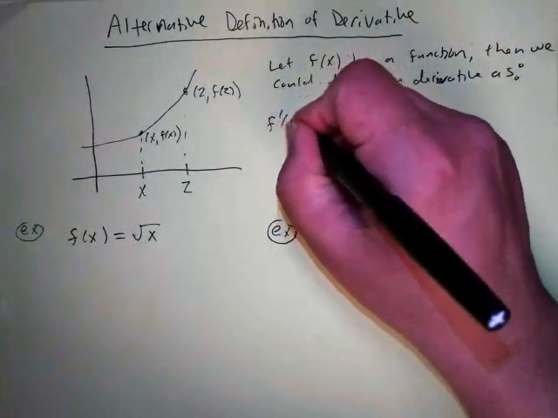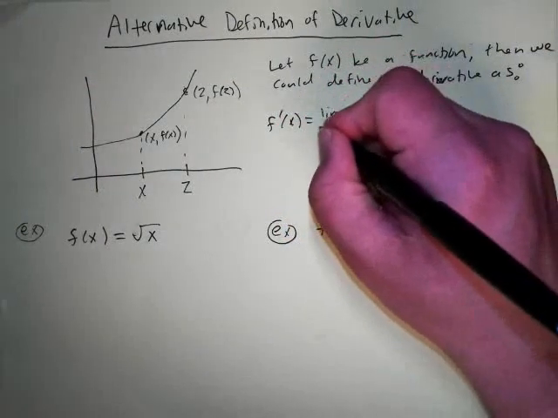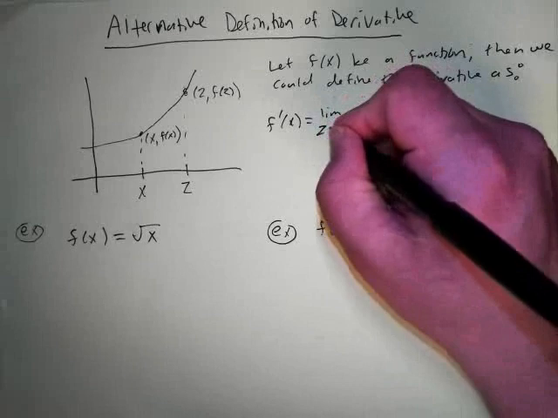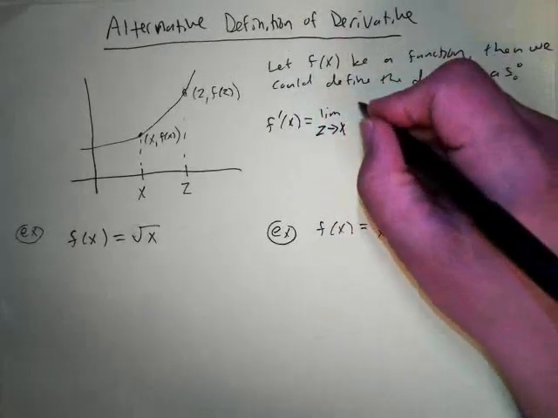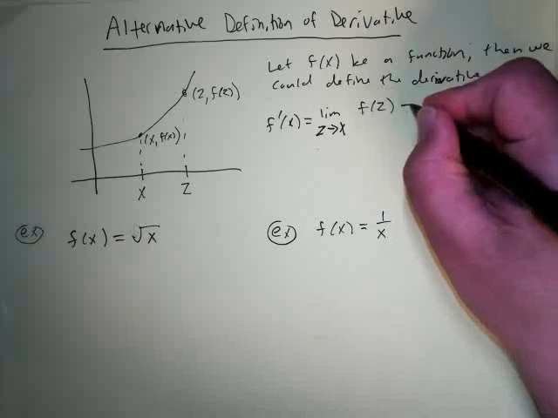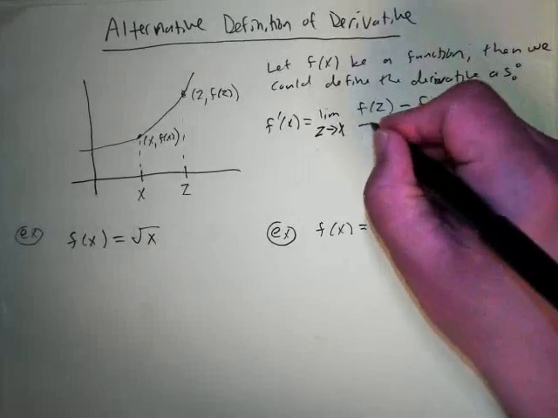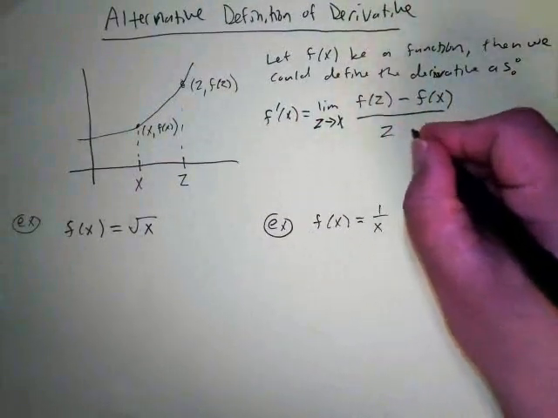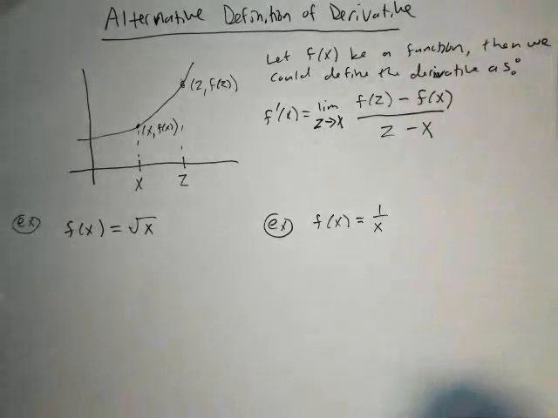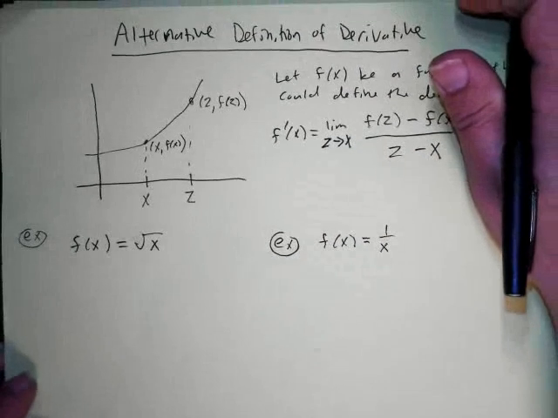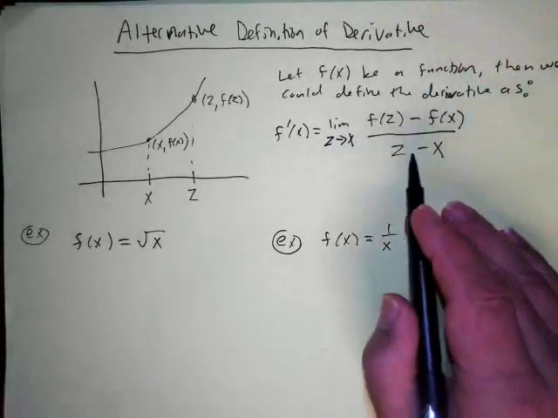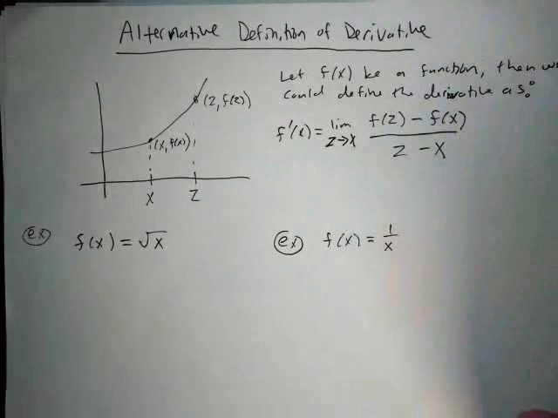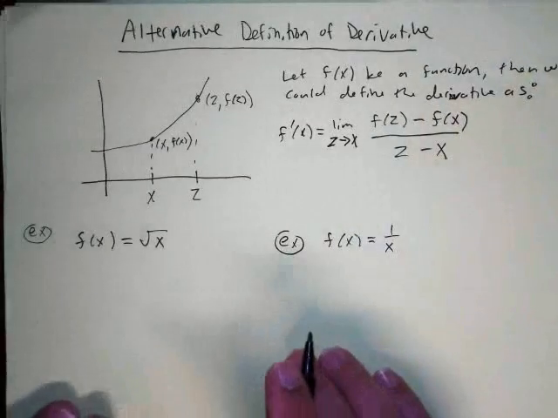So we could say f prime of x is equal to the limit as z approaches x of f of z minus f of x, the difference in the y values, over the difference in the x values, z minus x. It's just a different way of looking at it. Sometimes it's easier, sometimes it's not. There are certain functions where it can be useful to use this definition to show that it doesn't have a derivative.